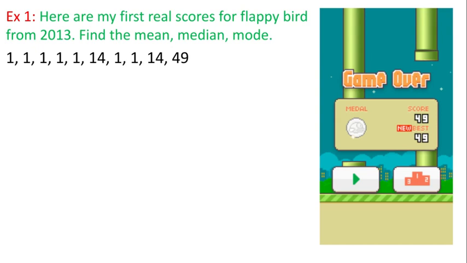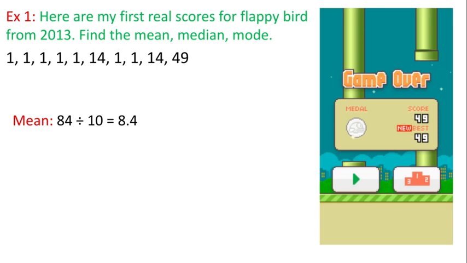Well, for the mean, maybe your teacher said that was the mean one. It basically means the average, so I'm going to add all my numbers up, and I'm going to divide by 10 because that's the number of times I played. So my answer is 84 divided by 10, so 8.4 was my average score, my mean.